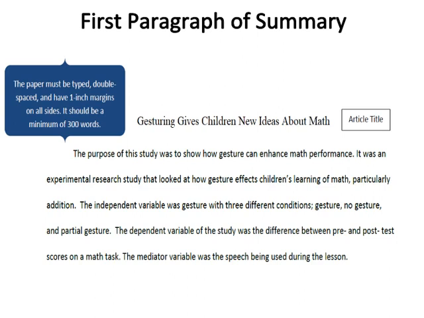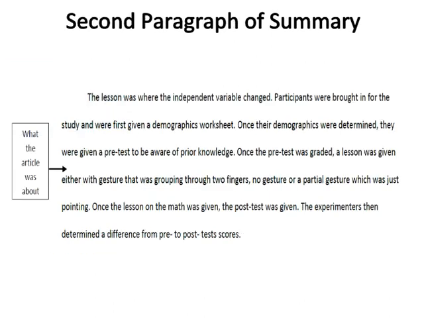The independent variable was gesture with 3 different conditions: gesture, no gesture, and partial gesture. The dependent variable of the study was the difference between pre- and post-test scores on a math task. The mediator variable was the speech being used during the lesson. The second paragraph is about what the article was about.